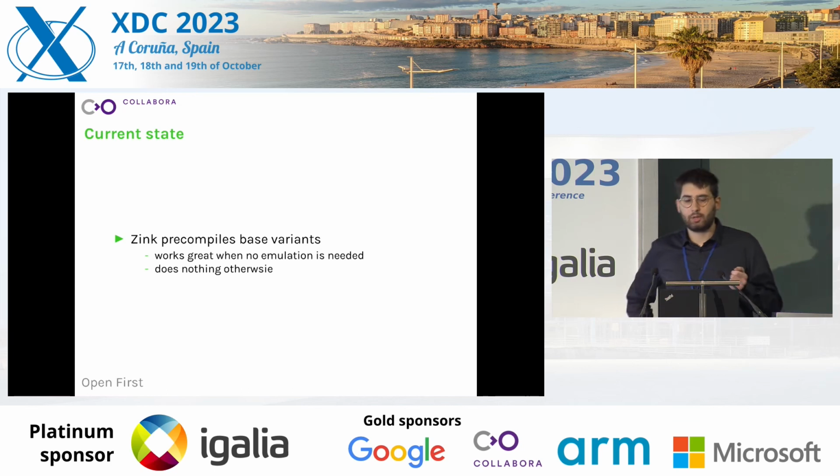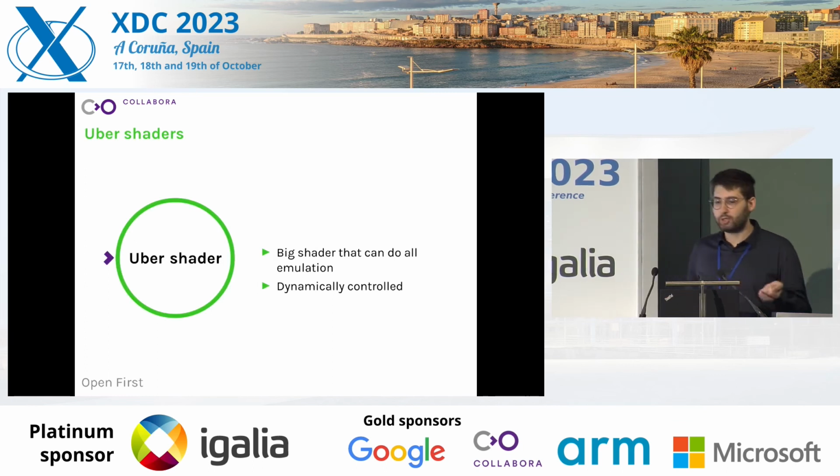So Zink so far has precompiled the base variants, which works great when the application doesn't use any of those legacy features and there's no emulation needed, but otherwise there's absolutely nothing. So to improve this, Uber shaders could be a solution.